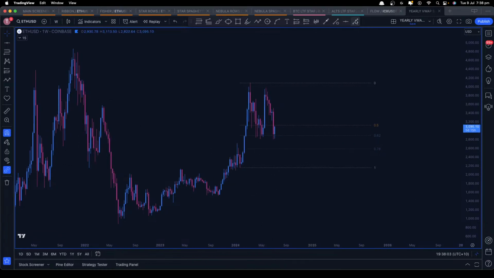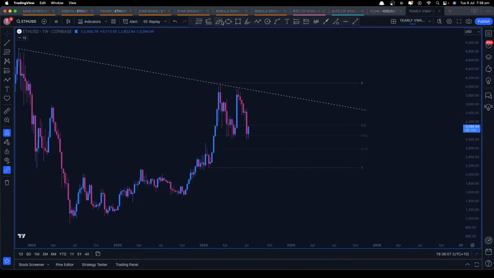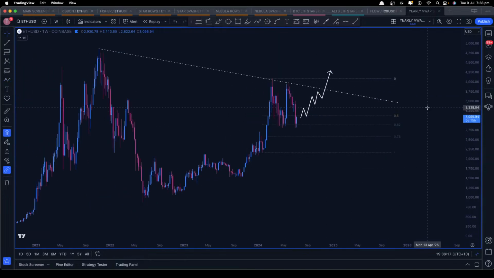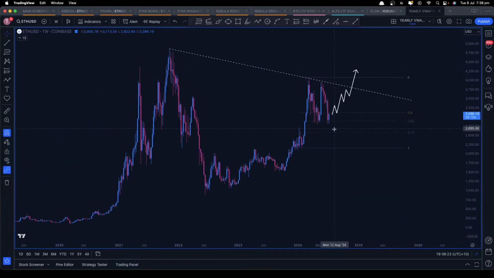Are we going to push up? Who knows? I'm not here to tell you what's going to happen because I have no idea. But we could do something like this. We have the ETF decision soon. That could be the catalyst for higher prices. No one really knows what's going to happen next.